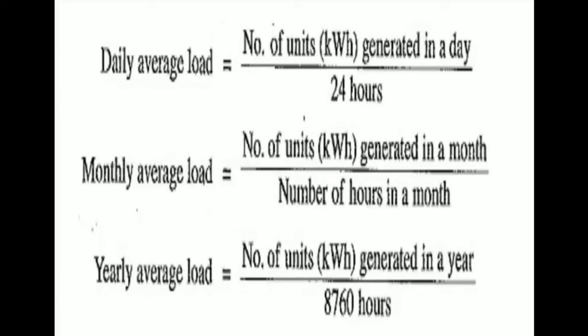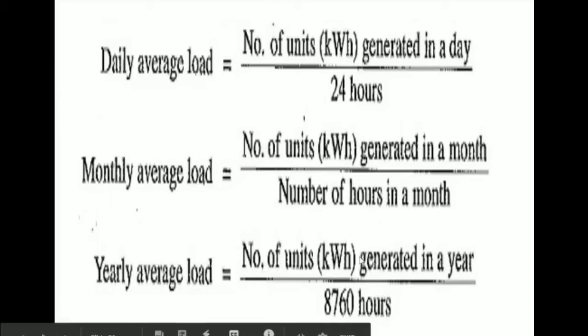Similarly, we can have monthly average load as well as yearly average load. Taking monthly average load, it is the number of units in kilowatt hour generated in a month divided by the number of hours in a month. That will give you the monthly average load. Similarly, yearly average load is the number of units generated in a year divided by 8,760 hours, the total hours in a year.